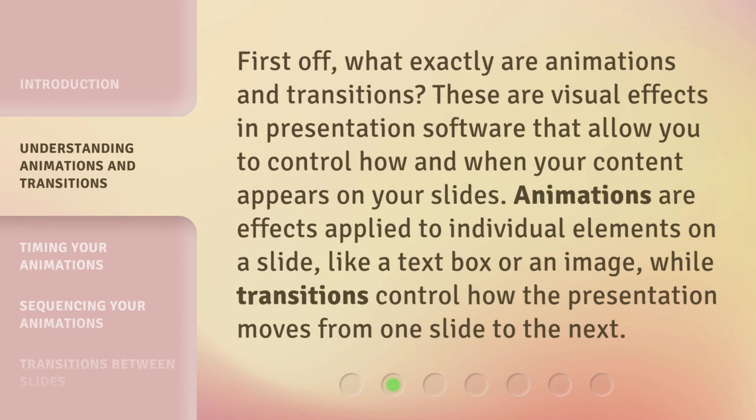First off, what exactly are animations and transitions? These are visual effects in presentation software that allow you to control how and when your content appears on your slides. Animations are effects applied to individual elements on a slide, like a text box or an image, while transitions control how the presentation moves from one slide to the next.